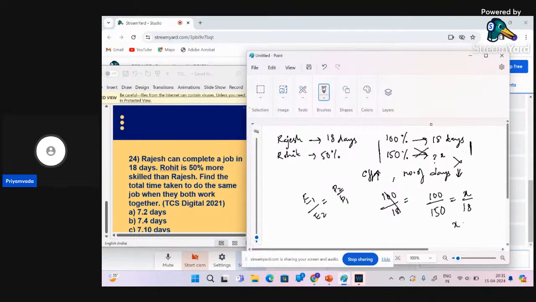Now we'll get the value of x as 12 because this cancels 2 times, 3 times, and 3 here cancels 6 times. So 6 x equals 12. That means Rohit takes 12 days to finish that work, right? So we have the number of days that Rajesh takes to finish that work and the number of days that Rohit takes to finish that work, right?